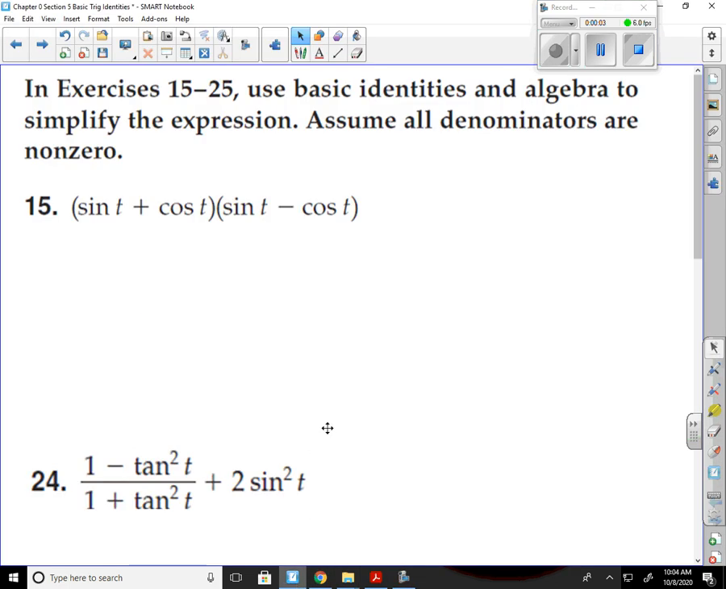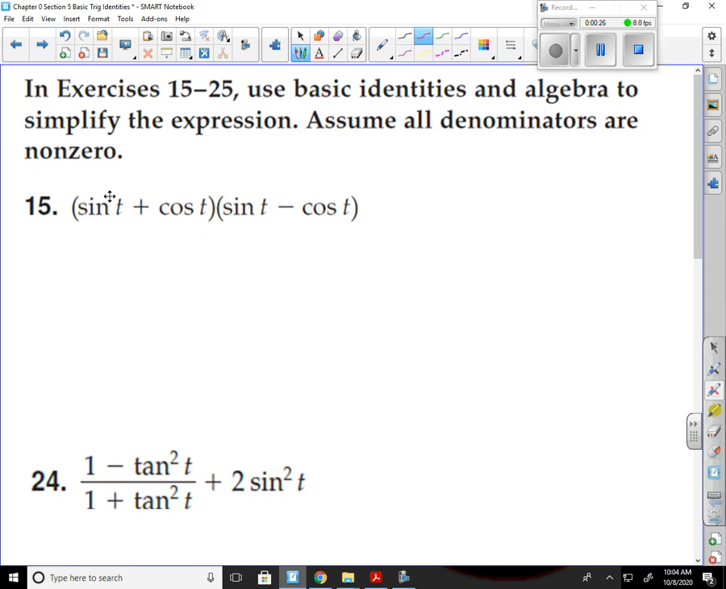We are going to do some examples today to continue down this path with working on our trig identities. So let's do some examples from the book. It says use basic identities in algebra to simplify the expression. Assume all denominators are non-zero.